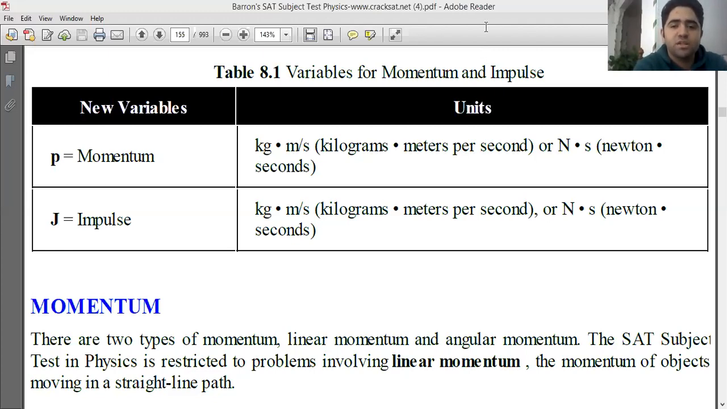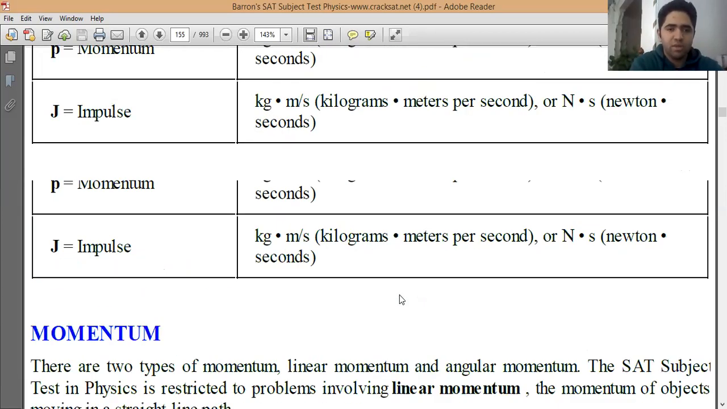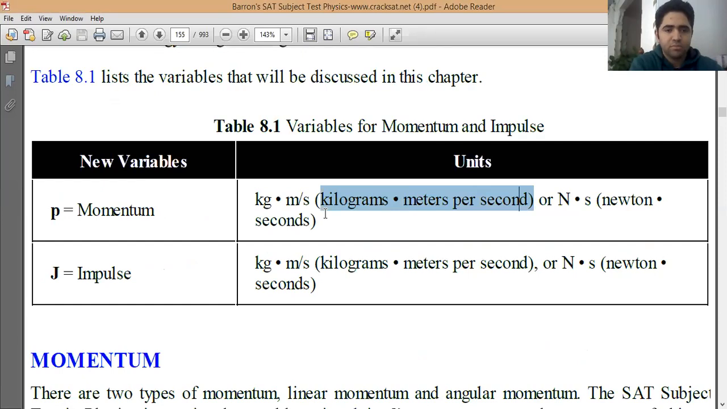So first things first, we're going to talk about momentum first, and then we're going to go into impulse. So what is momentum? Momentum is basically the mass times the velocity of an object. So what is the momentum of this car? How heavy is the car in kilograms? That's the mass, and that is going to be times velocity. What is its speed? This way you have the momentum. Well, how is it measured? Kilogram meter per second, or newtons times second.